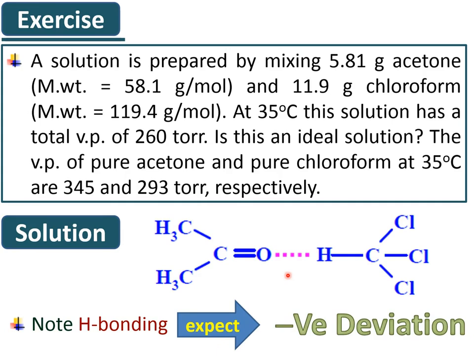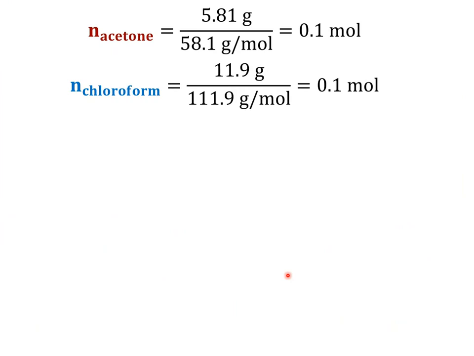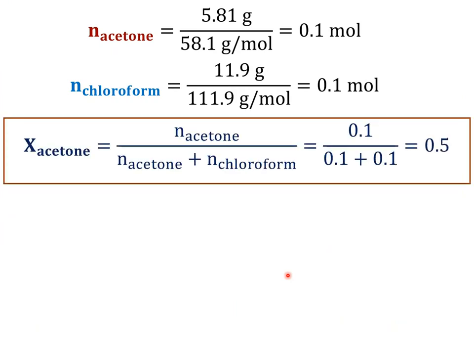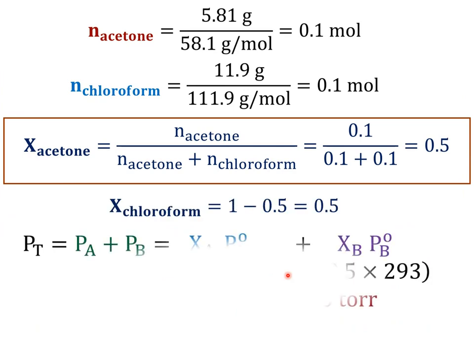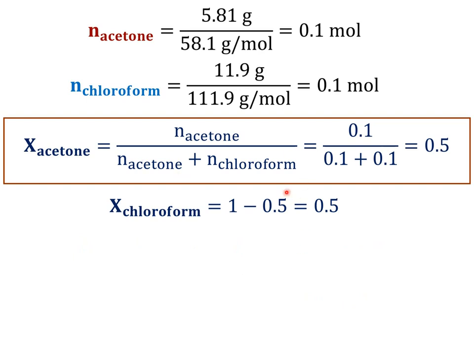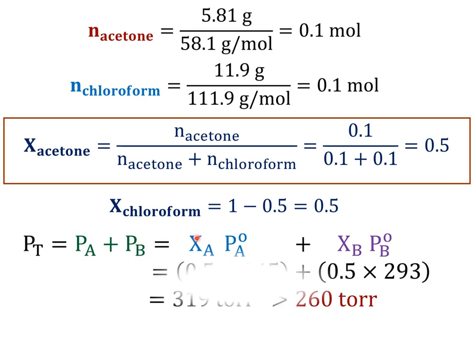Now we calculate the number of moles of acetone and the number of moles of chloroform very simply. And then you calculate X of acetone and X of chloroform. By the way, if you calculated X of acetone, as there are two materials, you can just directly substitute in this formula to calculate X of chloroform, because as I said, the summation of mole fractions in a given solution should equal one. And then you calculate P total. He calculated P total. It was higher than the experimental value. So the experimental value is lower than expected by Raoult's law. So will we have a negative or positive deviation? We have a negative deviation, okay?